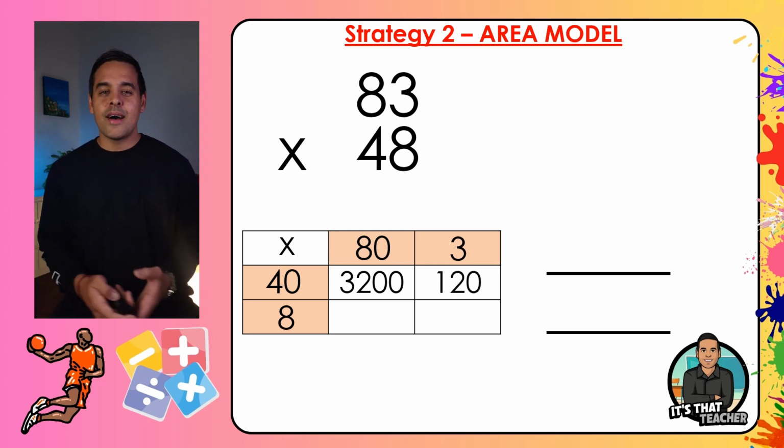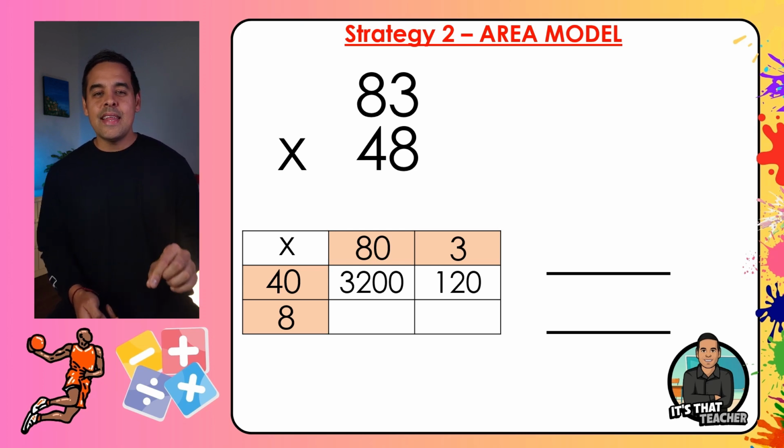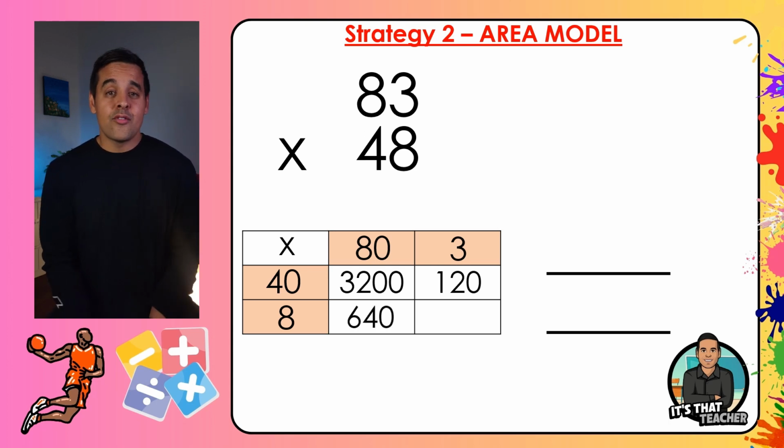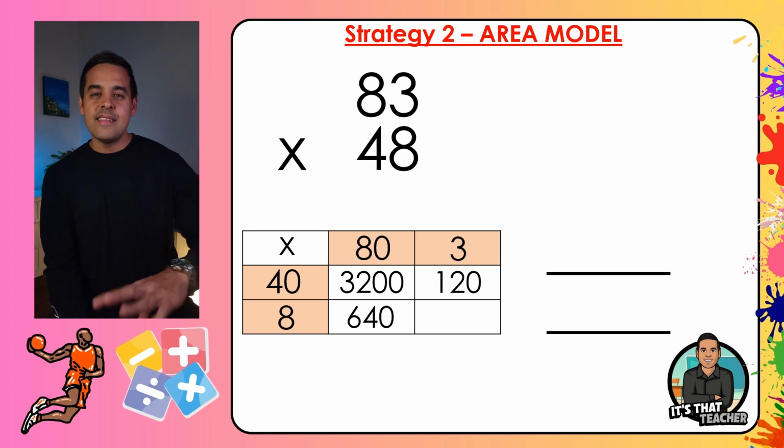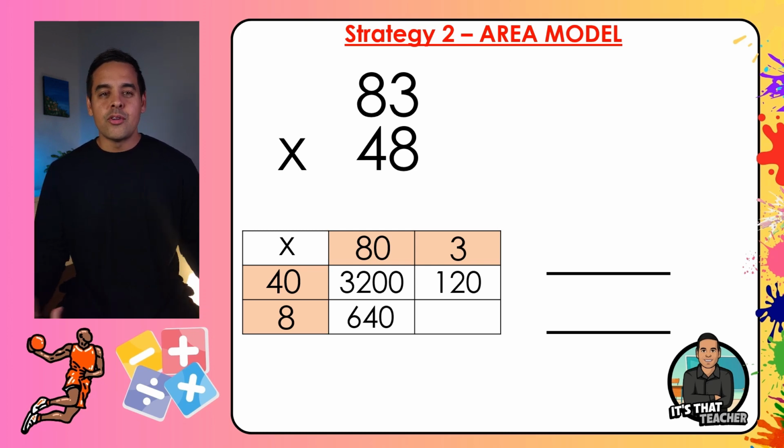Now, 40 times 3, 40, 80, 120. Now, 8 times 80, if you do the same trick I told you before, 8 times 8, which is 64, then add that zero back, 640. So that's a little tip. That's why this method is effective for some students. Now, 8 times 3 is 24.